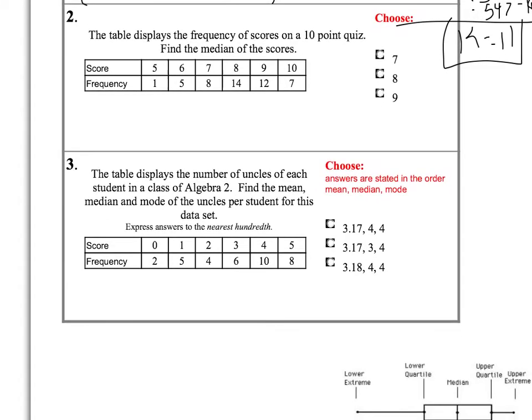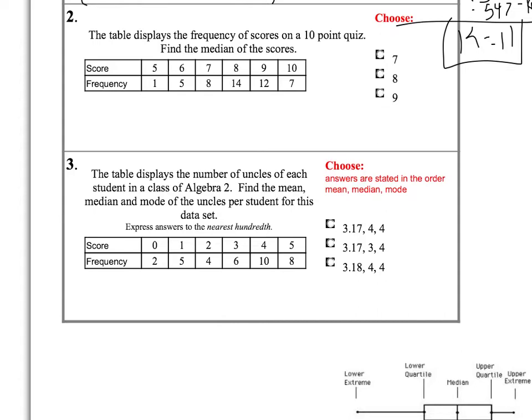The next one, a table displays the frequency of scores on a 10-point quiz. Find the median. Well, we know the median is the middle number. And you can't just tell me, oh, it's either 7 or 8, because 7 or 8 is the middle score. You have to remember, you have 14 numbers that are 8, 12 numbers that are 9, 5 numbers that are 6. You could list them all out and then find the middle number. Let me show you a little easier way.